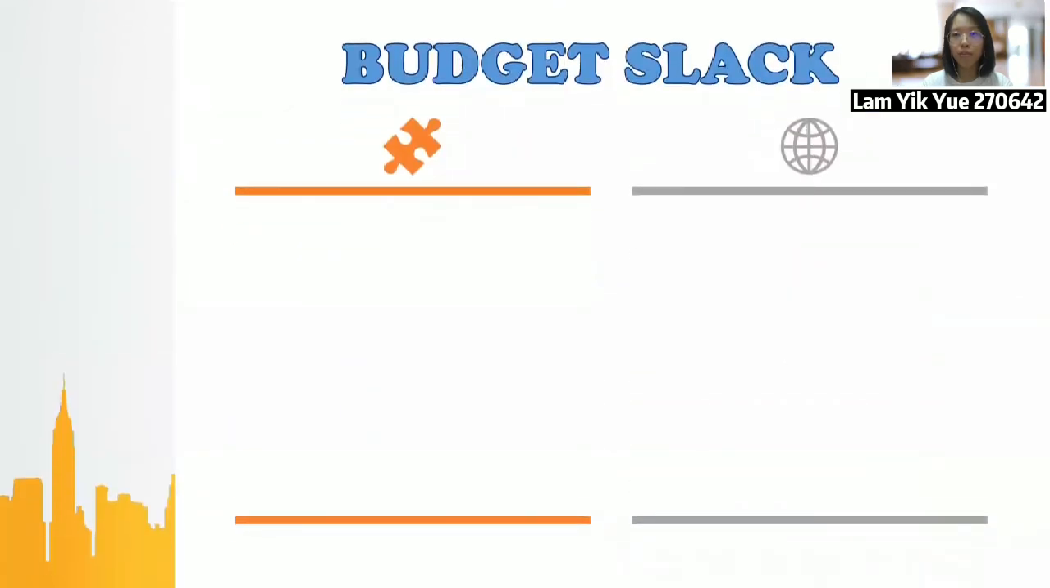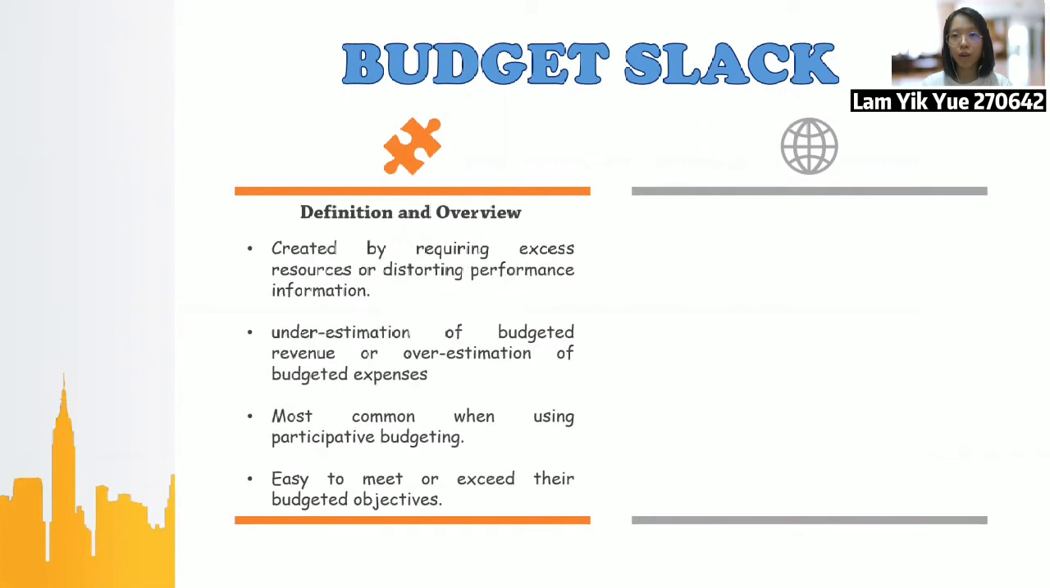Next, let me briefly explain budget slack. Budget slack is created by requiring excess resources or distorting performance information. It is also the deliberate underestimation of budgeted revenue or overestimation of budgeted expenses. This gives managers a much better chance of making their numbers, which is particularly important for them if performance appraisals and bonuses are tied to the achievement of budgeted numbers.